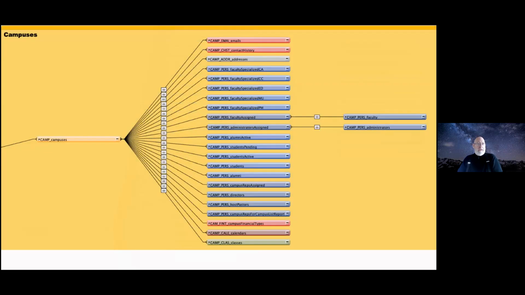So now we'll look at campuses. Campuses are orange. The persons associated with campuses are in blue, and so on. Classes are that lighter green. So classes are an instance of a course being taught in a certain time frame at a specific campus to a specific set of students.